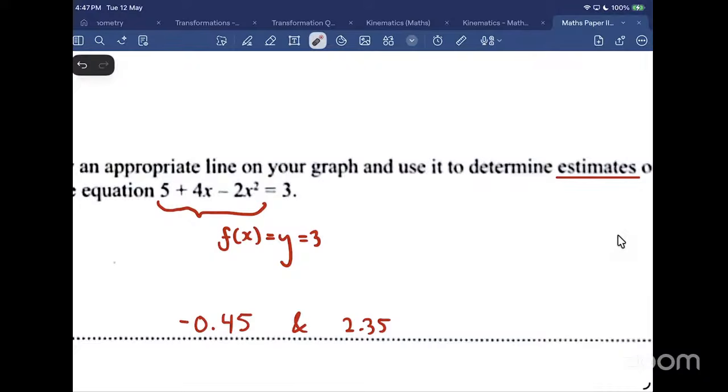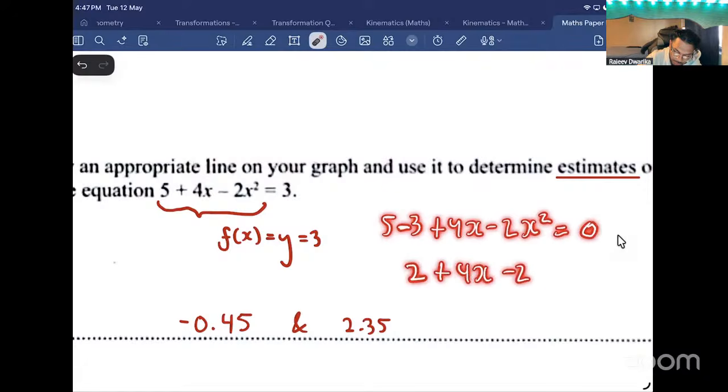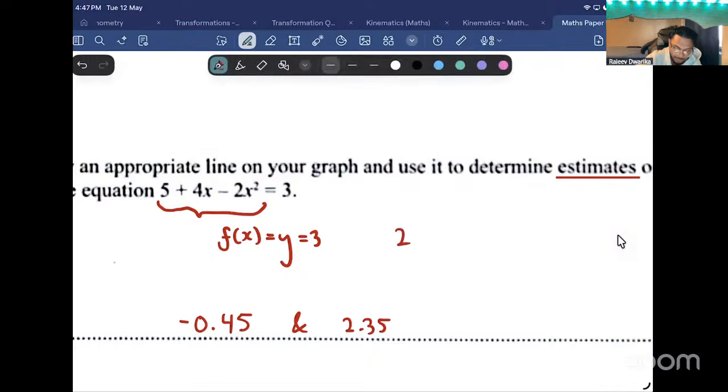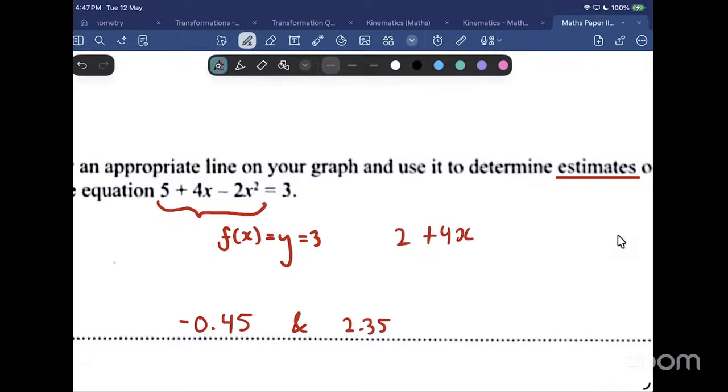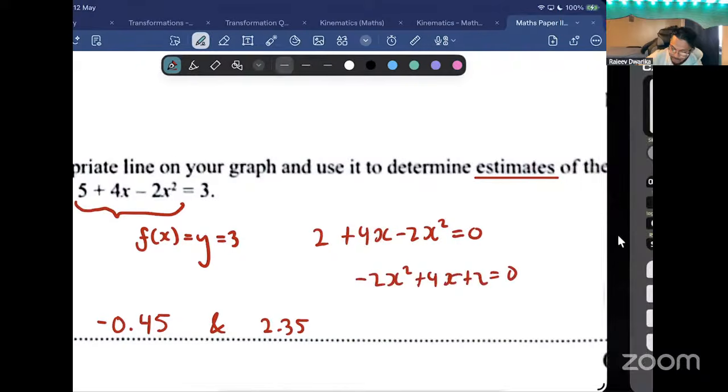Yes, a quadratic again. It would, Nikolai. If you move across the 3, it would turn to 5 minus 3 plus 4x minus 2x squared equal to 0. 5 minus 3 is 2. So it'd be 2 plus 4x minus 2x squared is equal to 0. I'm curious to see what the actual answer would be. Let me show you quickly the exact answers.